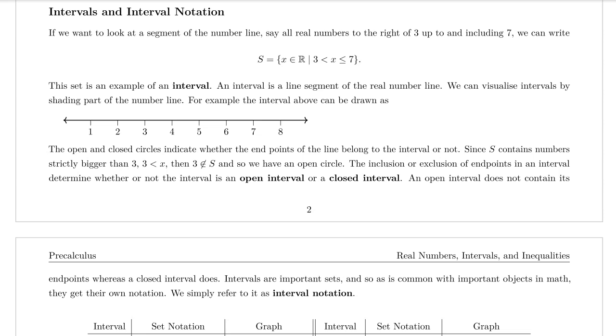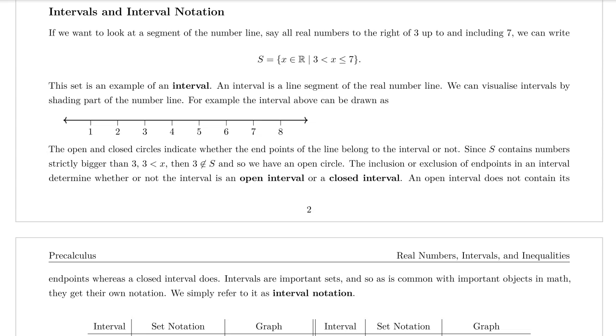Now let's move on to talking about intervals and interval notation. If we want to look at a segment of the number line, say all real numbers to the right of 3, up to and including 7, we can write the set S equals, open curly bracket, x is an element of the real numbers, such that 3 is less than x, and x is less than or equal to 7. This is an example of an interval. An interval is a line segment of the real number line. We can visualize intervals by shading part of the number line.